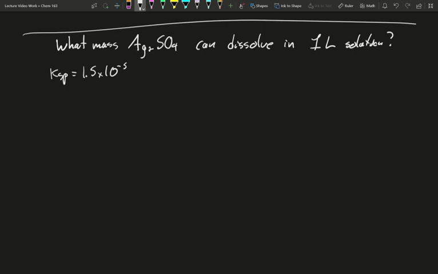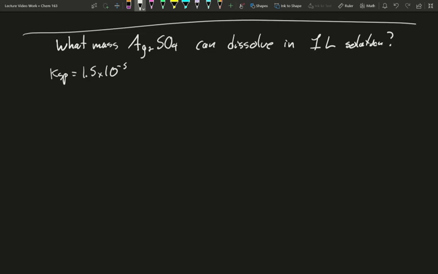In this video, we're going to go through two different calculations to solve what mass of a solid material can dissolve in a liter of water given the Ksp. For our first one here, what mass of silver sulfate can successfully dissolve in 1 liter of water solution? The Ksp is 1.5 times 10 to the minus 5. Go ahead and pause, see if you can solve that mass, and then come on back.